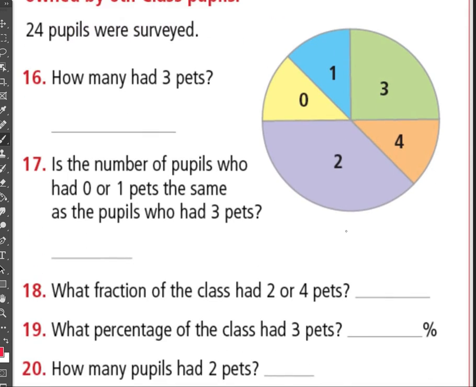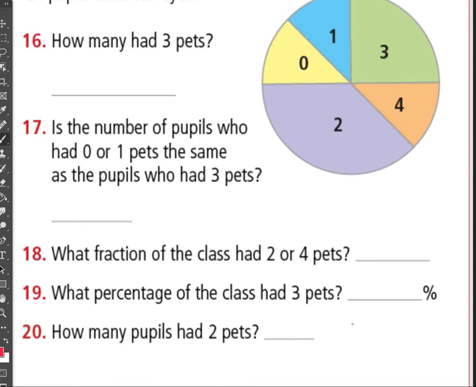Number 18. What fraction of the class had 2 or 4 pets? Now if we look at who had 2 pets and 4 pets, that is this part of the circle here. And I think you can all see that that is half of the circle. So we need to put a half in for our answer for this one. And 19, what percentage of the class had 3 pets? Now, we saw that 3 pets was a quarter of the class. So, what percentage is a quarter? That'll give you your answer for that one.